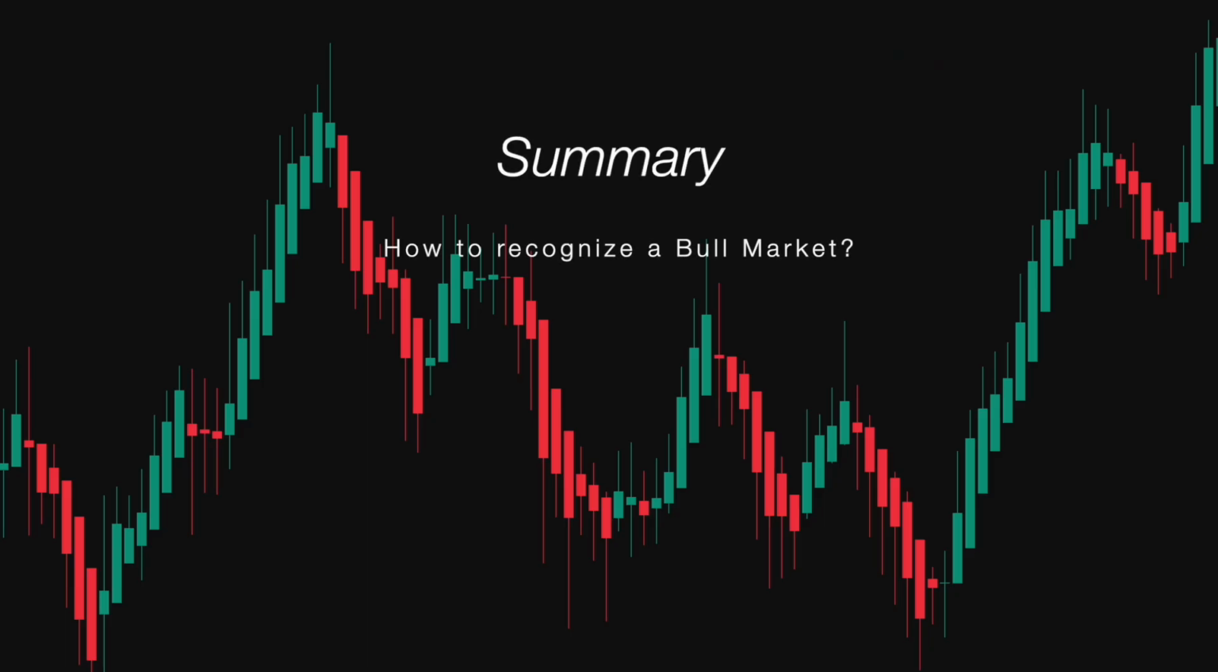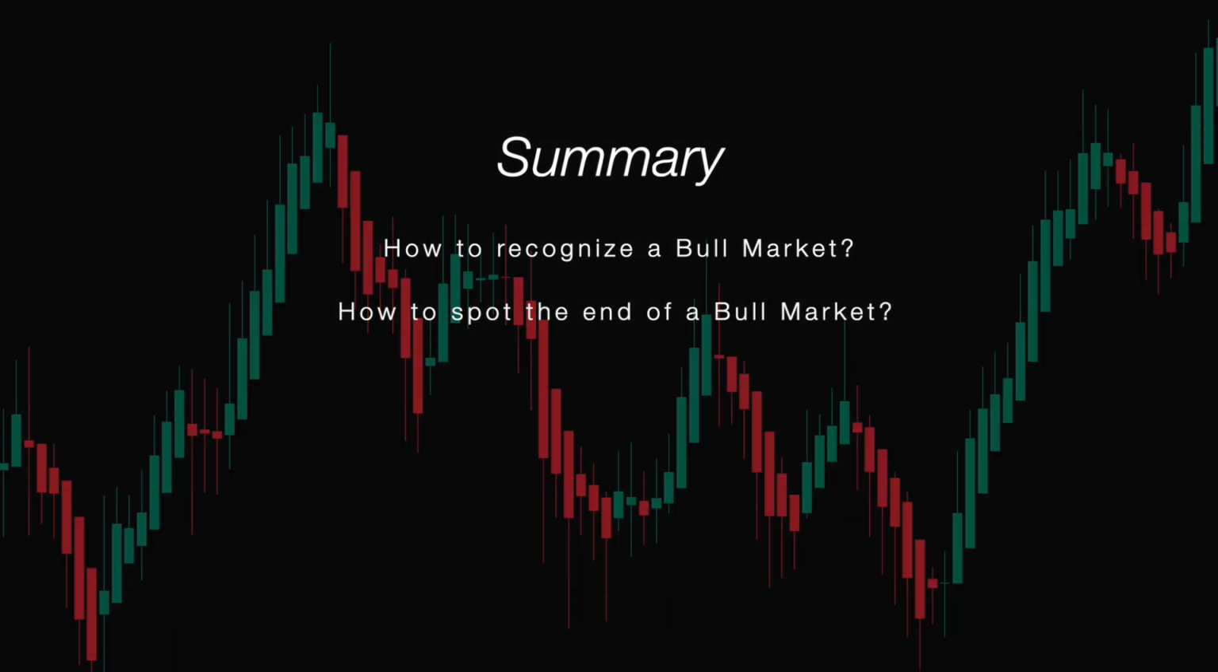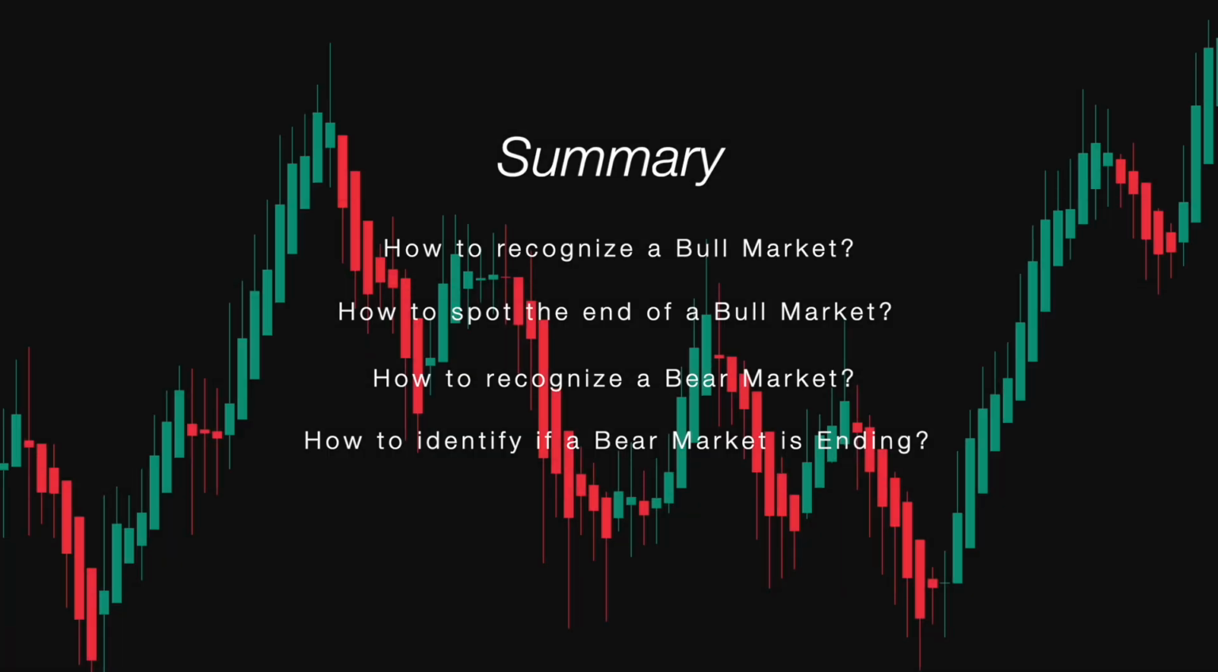To summarize, we've learned how to recognize a bull market and how to spot the early signs that a bull market may be ending. We've also covered how to identify a bear market using structure, trend lines, and moving averages. Finally, we explored the key conditions that signal when a bear market may be transitioning into a bull market. The goal of this section is not to predict the market, but to understand what the market is actually doing. When you can recognize the environment you're in, you stop guessing and start making better, more informed decisions.